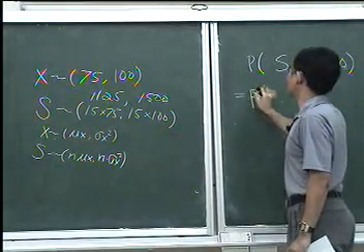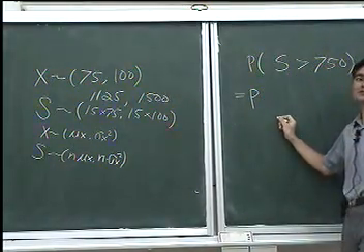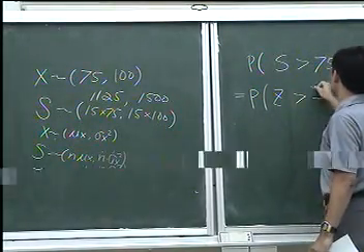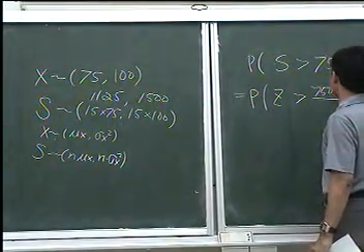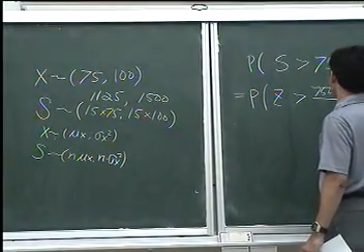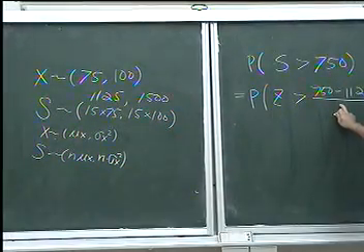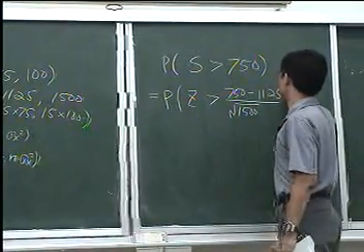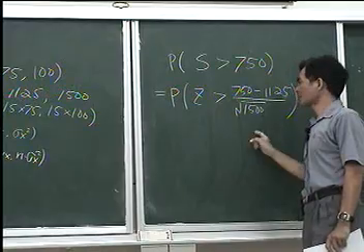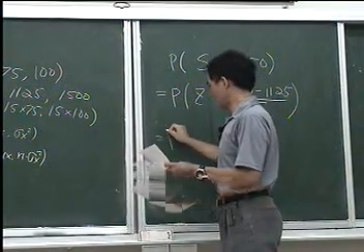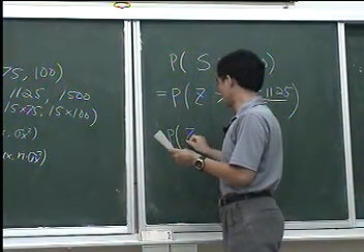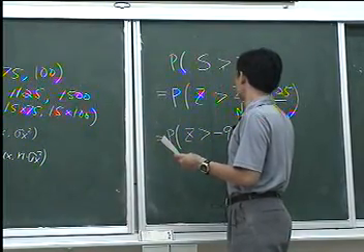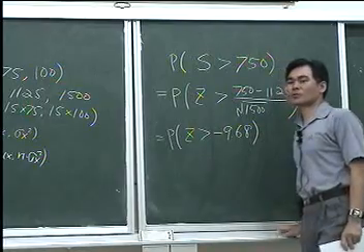And of course, we're going to turn this into a standard normal, right? Z greater than 750 minus 1125, divided by the square root of 1500, okay? So what do you get? You get Z is going to be greater than negative 9.68. So what should be the probability?